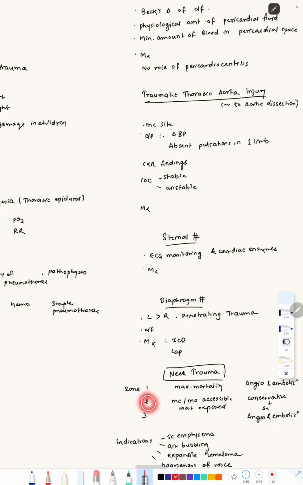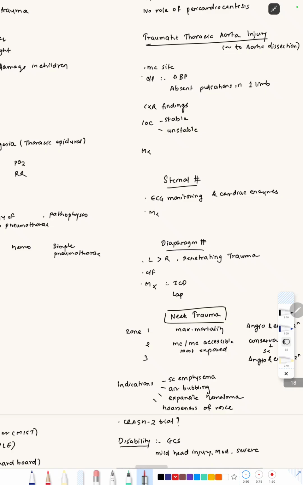In the second region, from cricoid to mandible, it is the most commonly accessible, most exposed region. Here conservative management, and then go for surgical intervention. And zone 3, from the angle of mandible to the base of skull: angiography and embolization is done. Indications for intervention in neck trauma: subcutaneous emphysema, air bubbling through the open wounds, expansile hematoma, and hoarseness of voice. So these are all the indications.